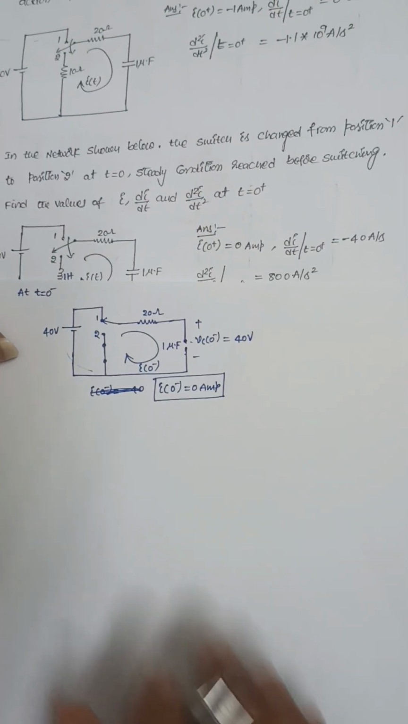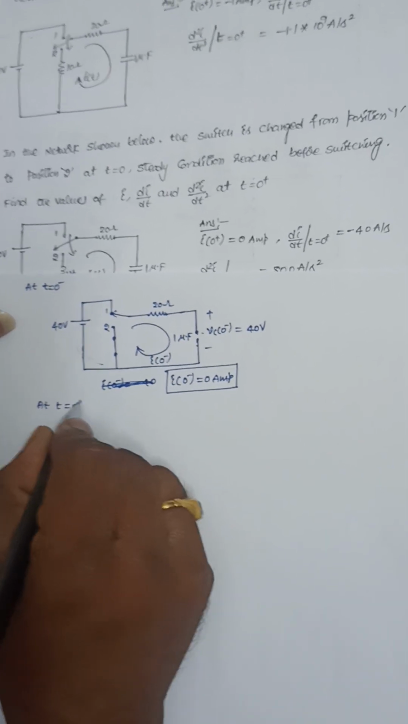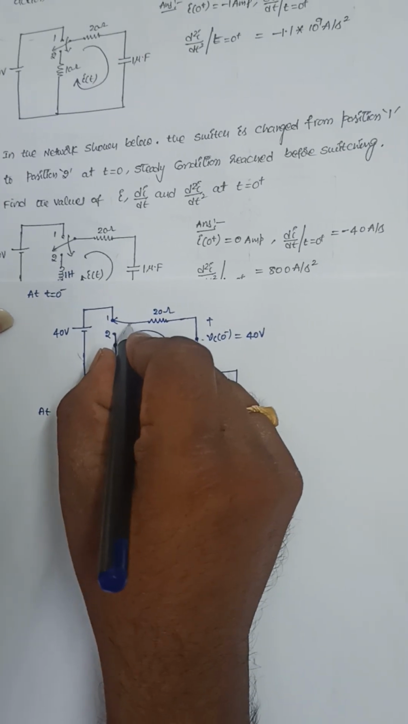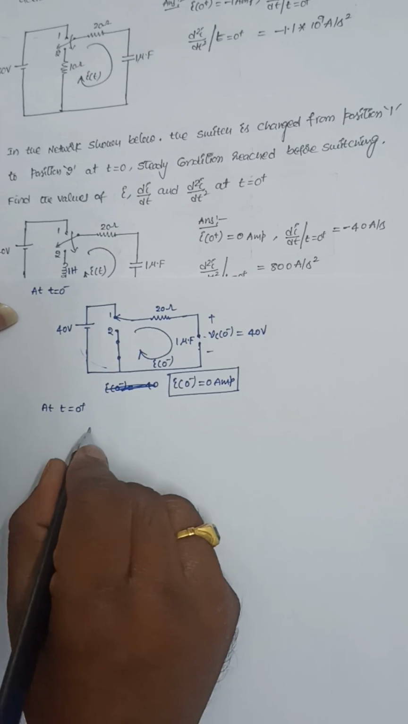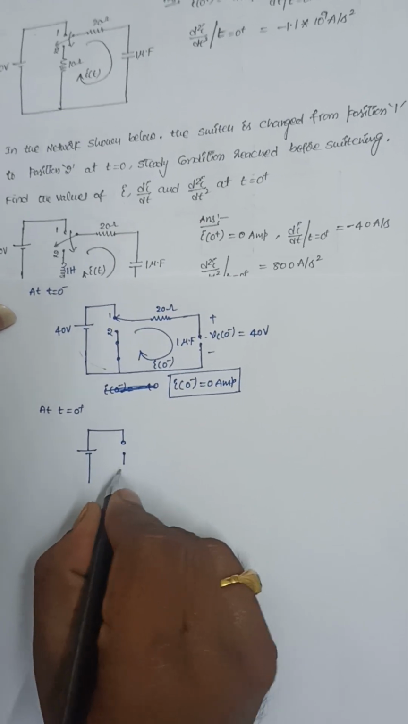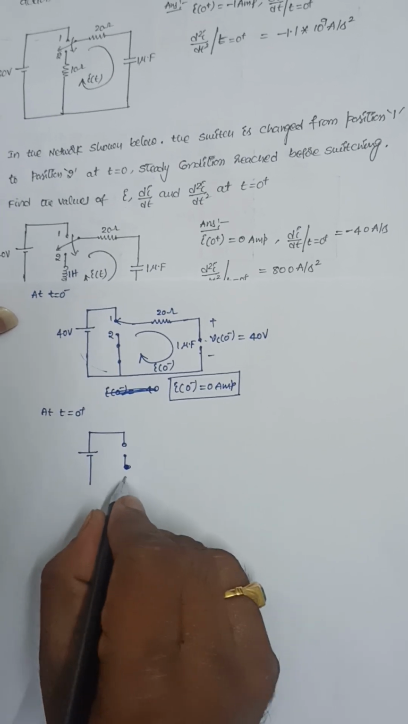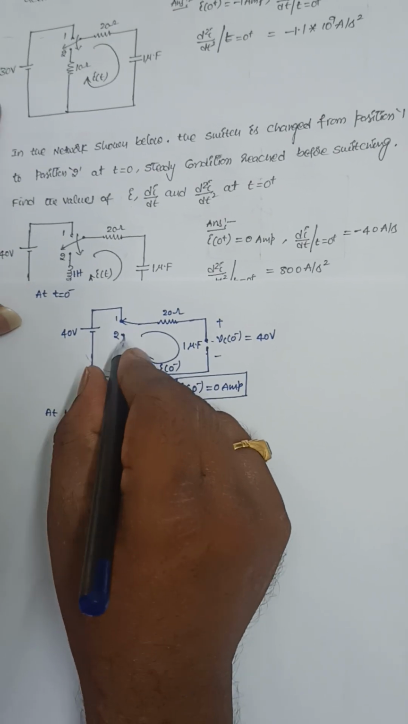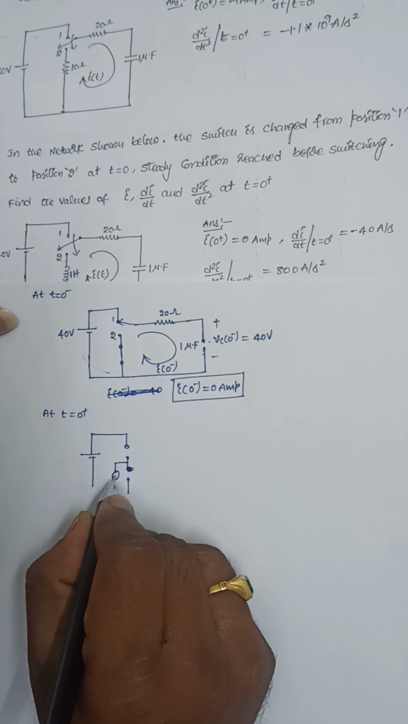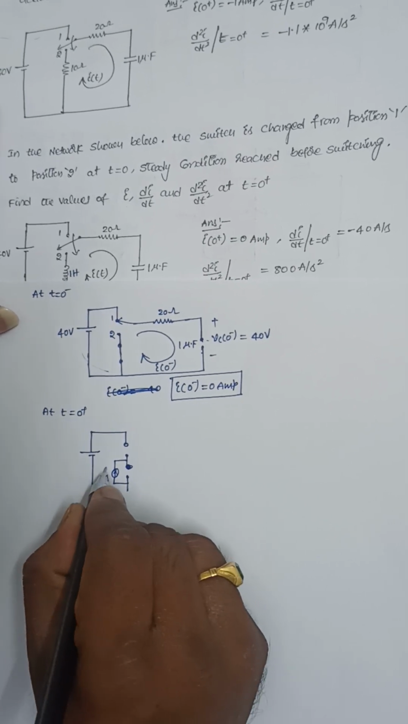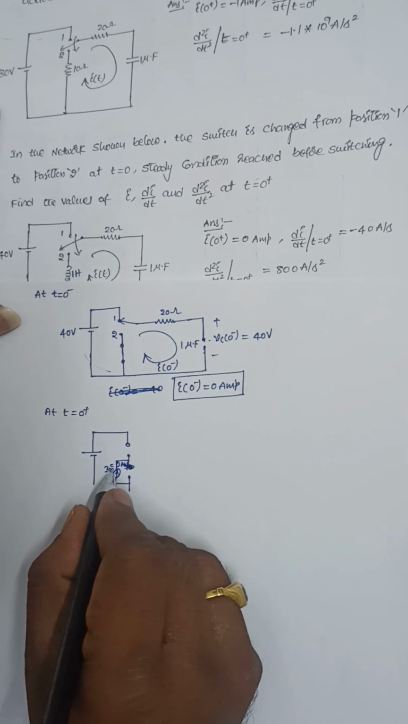Now at t is equal to 0 plus, just the switch is moved from position 1 to position 2. Now draw the circuit here. This inductor will act as open circuit, and previously the current flowing through this inductor is 0. So the current flowing through the inductance is 0 in any direction. i of 0 is equal to 0 amperes.